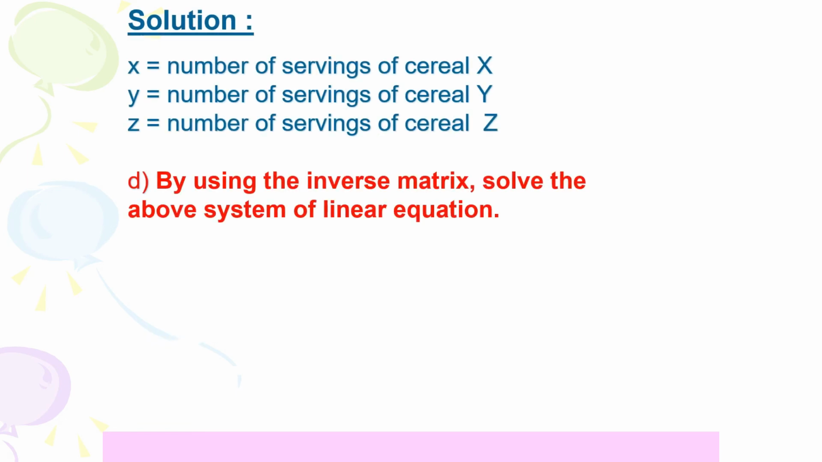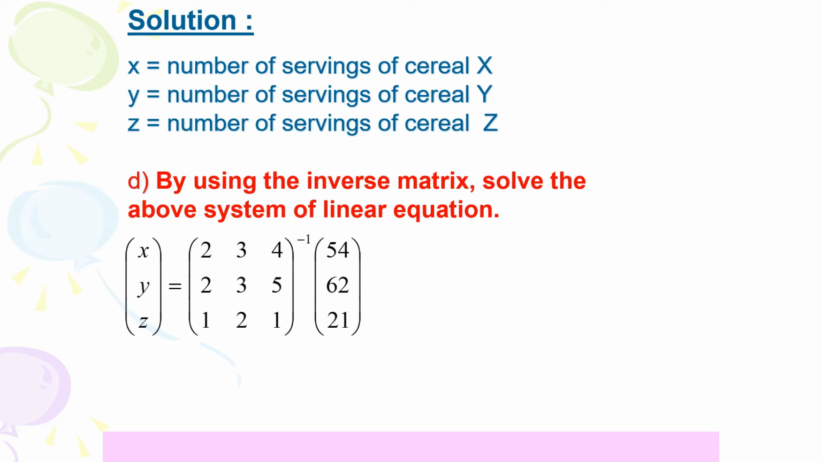Then let's see question D. By using the inverse matrix, solve the above system of linear equations. Given the system of linear equations, we have to solve it by using x equal to the inverse matrix of A multiplied by B, because we want to find the variables.